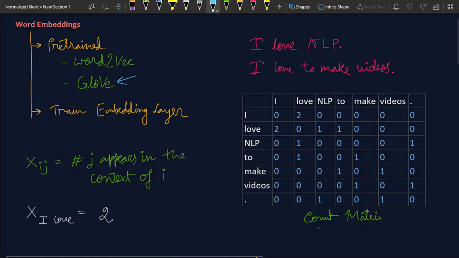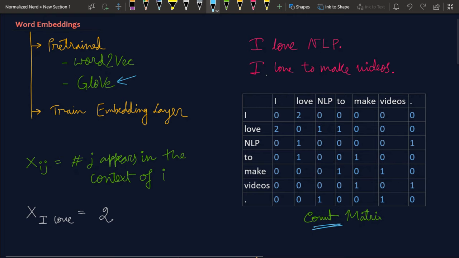To understand the count matrix, I'm gonna be taking an example, and this is a very small corpus consisting of two documents. This is the first one, this is the second one. The first one says "I love NLP", and the second one says "I love to make videos". Okay, so now we are gonna be building the count matrix, or the co-occurrence matrix.